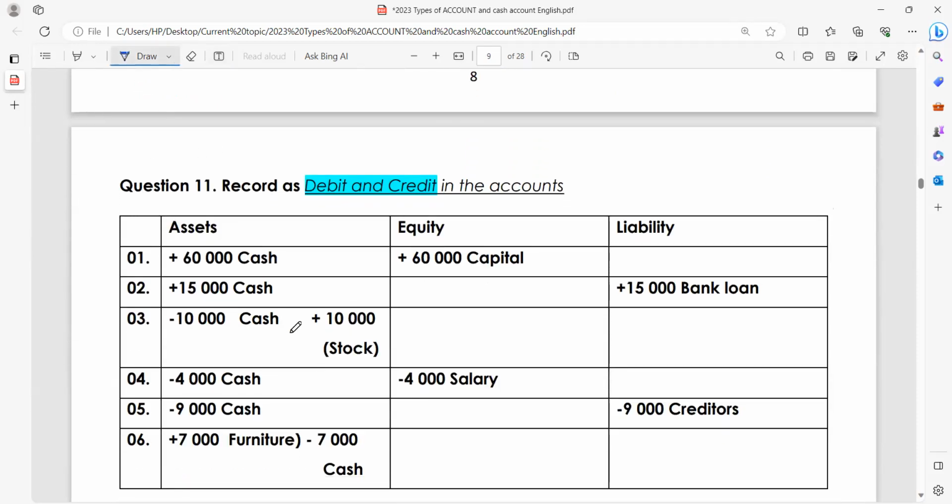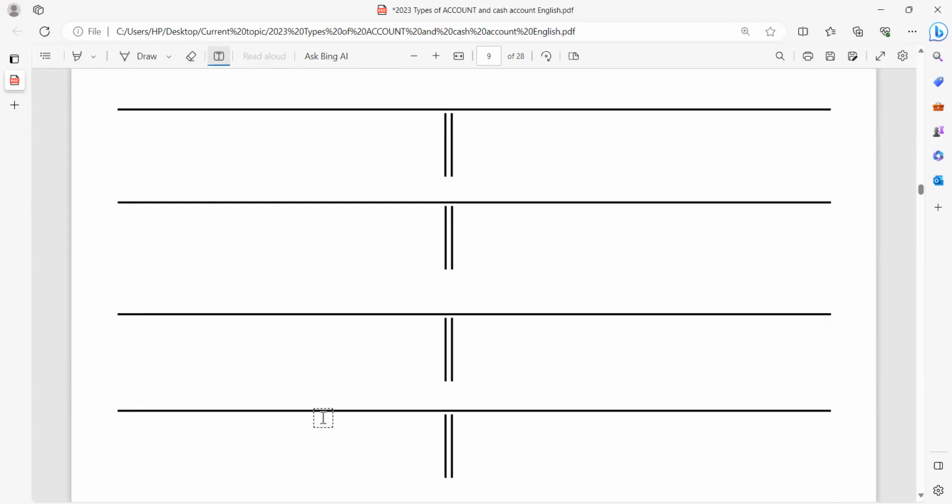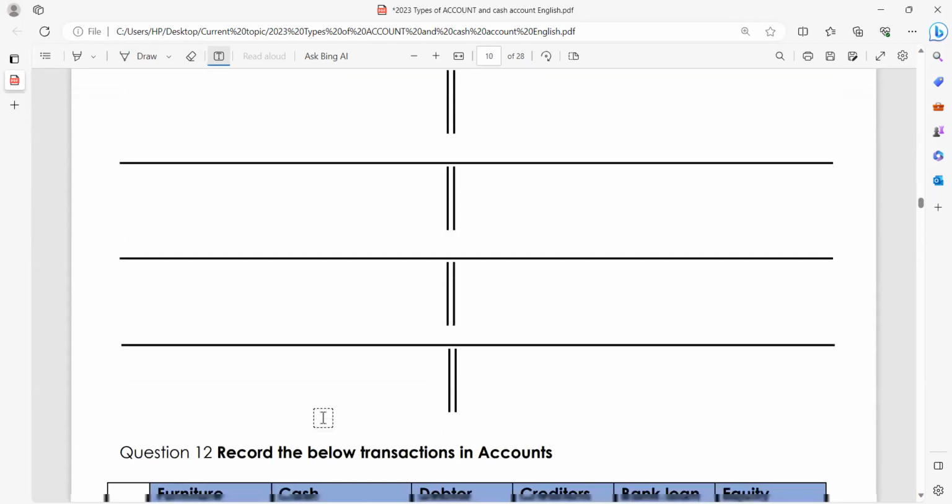While doing number 11, remember the stock: when you record in accounts, you have to open not a stock account but a purchase account. That's the only thing you have to note down. You can't change the question, but in the answer, when you prepare the accounts, instead of stock you prepare purchase account. Meanwhile, if you have any doubt, please contact me anytime.